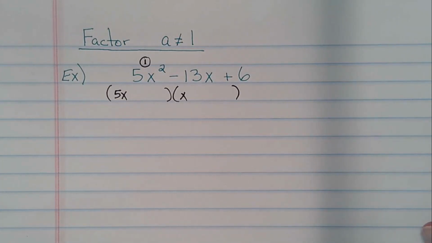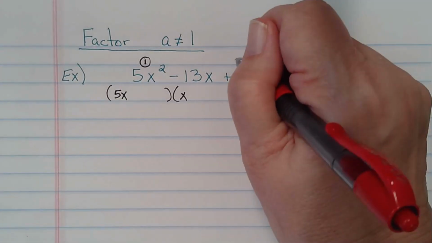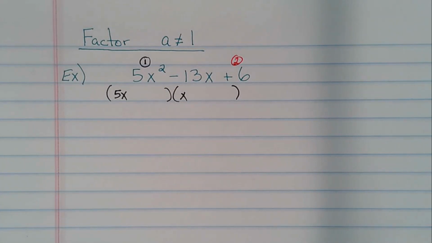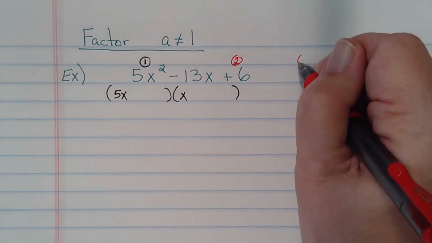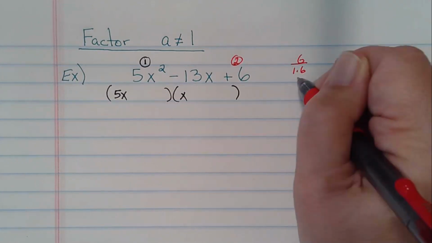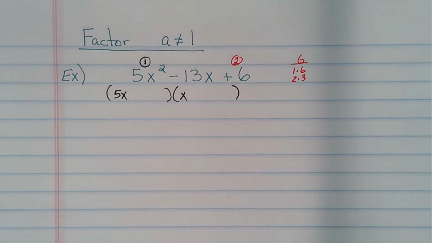Then the second place I look is over here at my last term, and I have a 6. And so I write down my factors of 6, 1 times 6 and 2 times 3. It's a very short list.